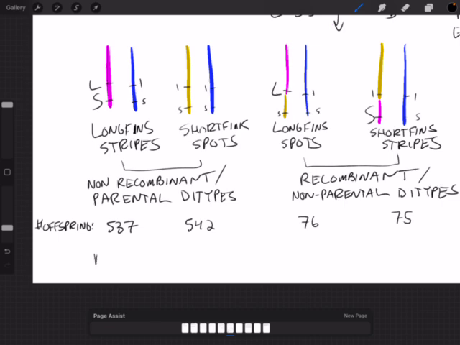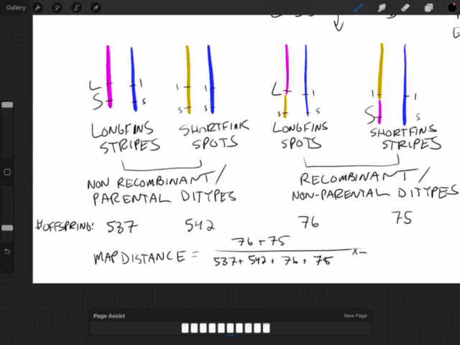giving us a map distance between long fin and stripes of 76 plus 75. So we're counting the recombinants, and then we're going to divide that by the total number, 537 plus 542 plus 76 plus 75. And then we're multiplying that by 100. And that'll give us 12.3 map units. So these genes are 12.3 map units apart. There is a 12.3% chance that in any given meiosis, we have a recombination that separates the L allele and the S.